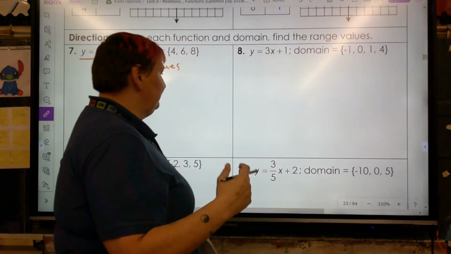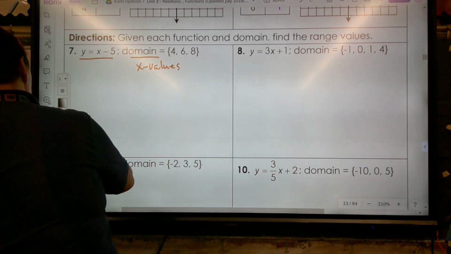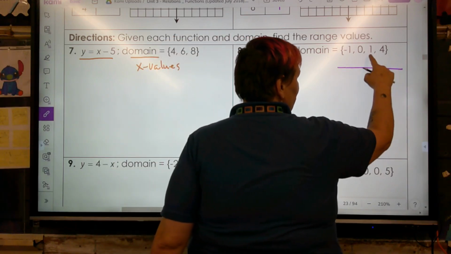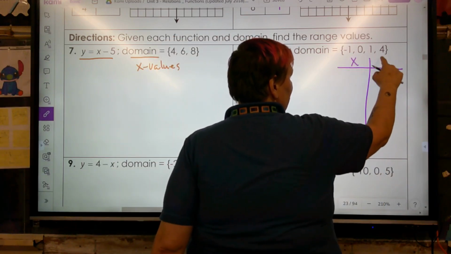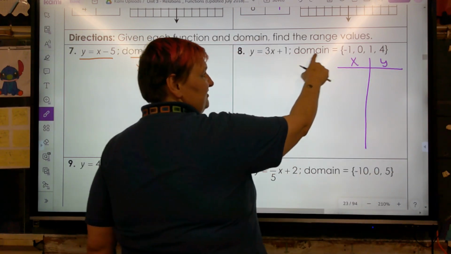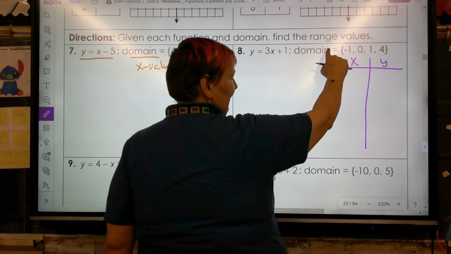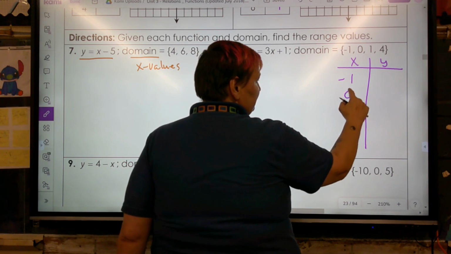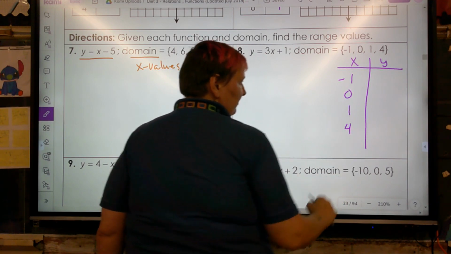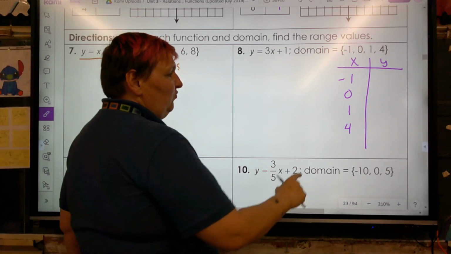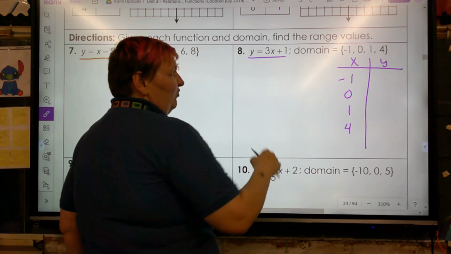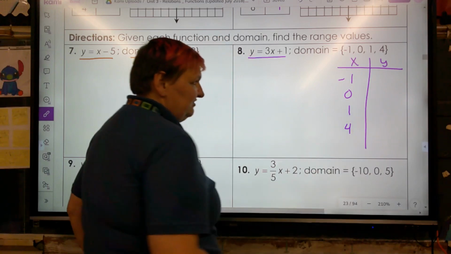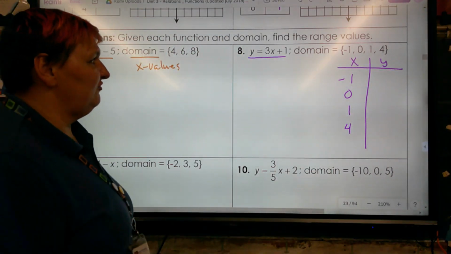Right, so let's create our little table for ourselves so we can remember what we're doing. We're going to have our XY table. They're going to give us the domain, the x values. So our x values are -1, 0, 1, and 4. And they want us to use this equation or this function to find the y values. So all we have to do is solve it 4 times.